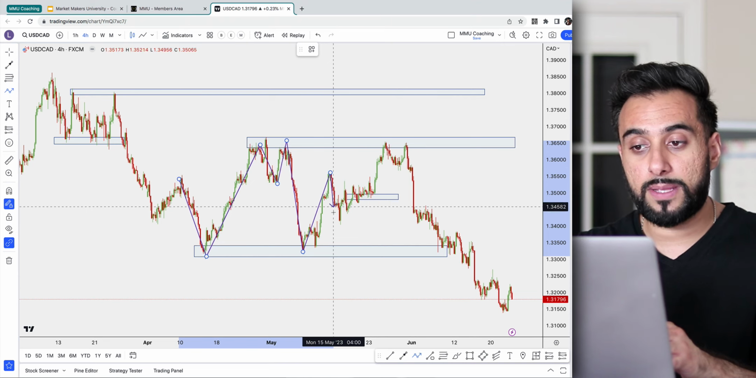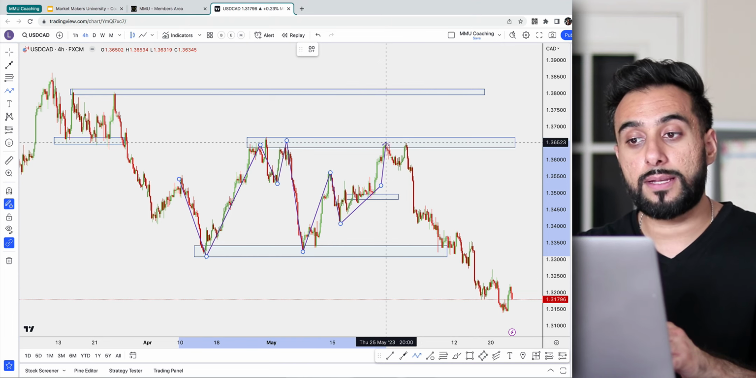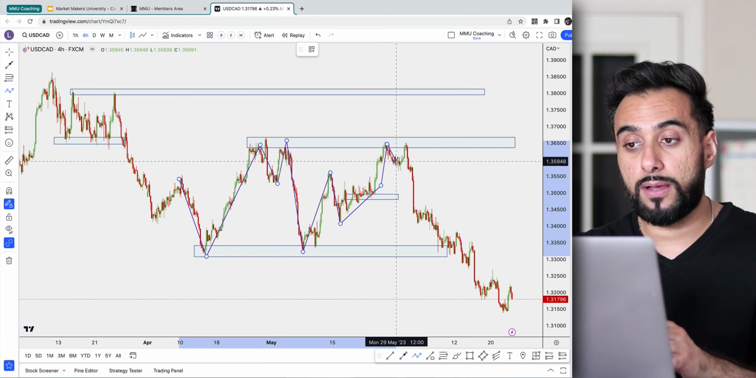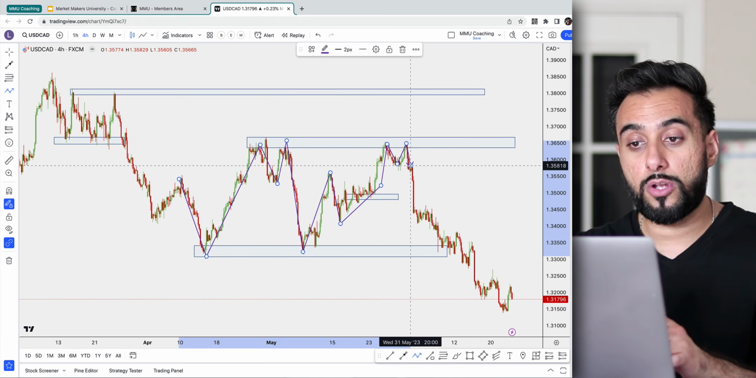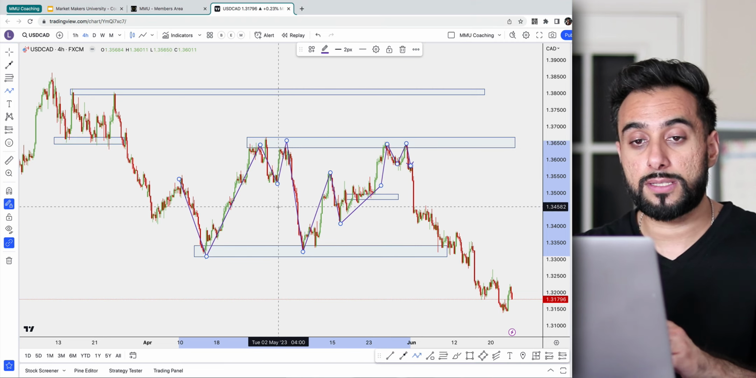Price gets a little bit choppy in this area, price gets a little bit choppy, and then it's a clear high in the same area, and then it's rejecting again clearly in the same area. That's how you know you have found good support and resistance areas.